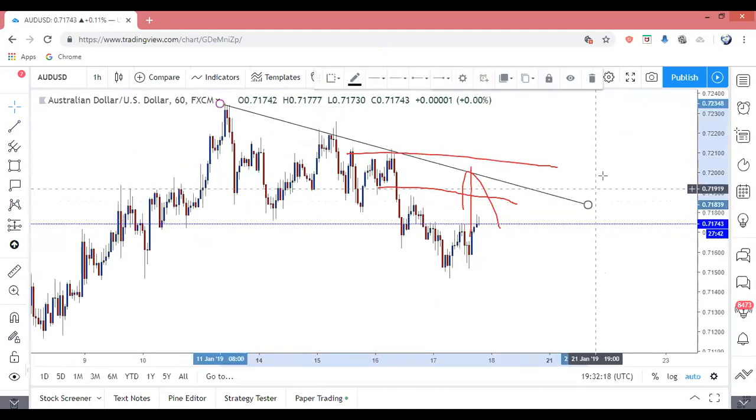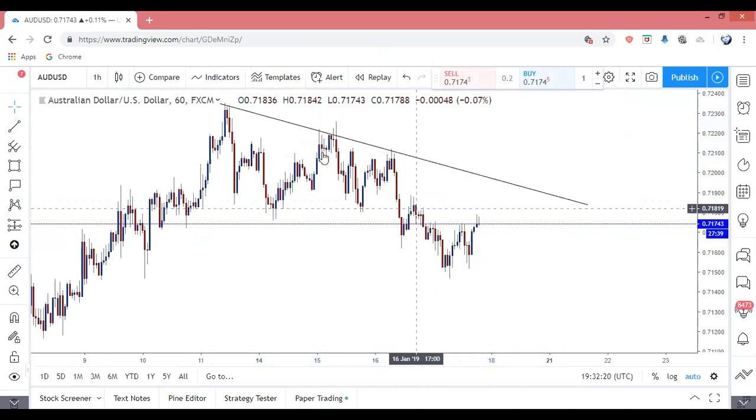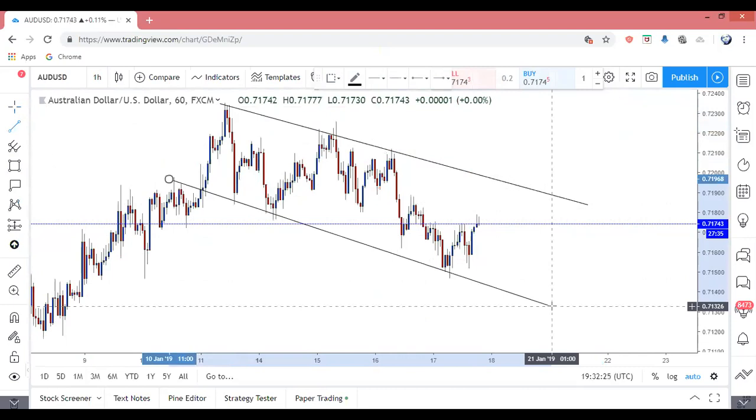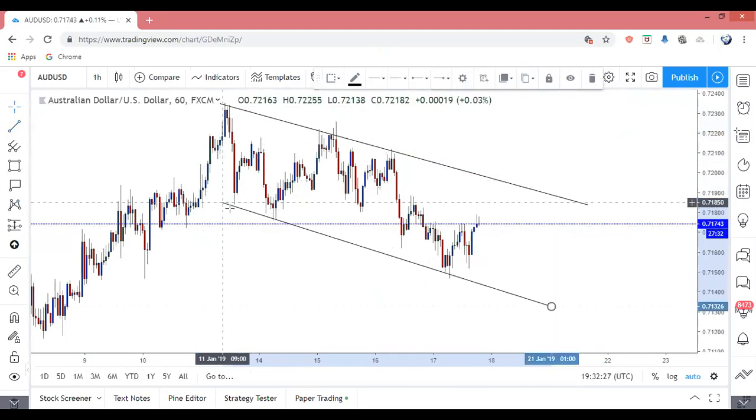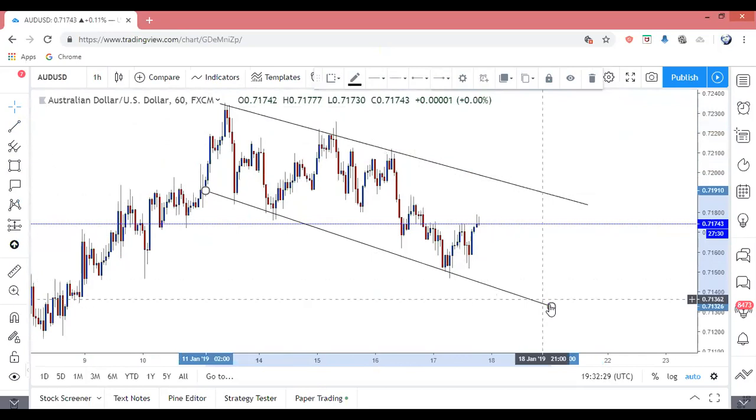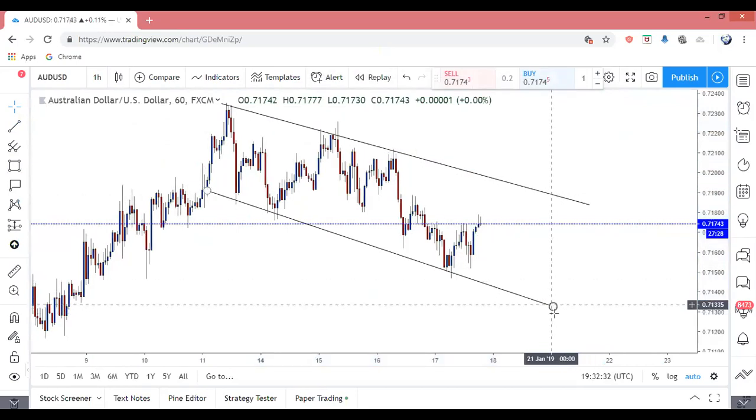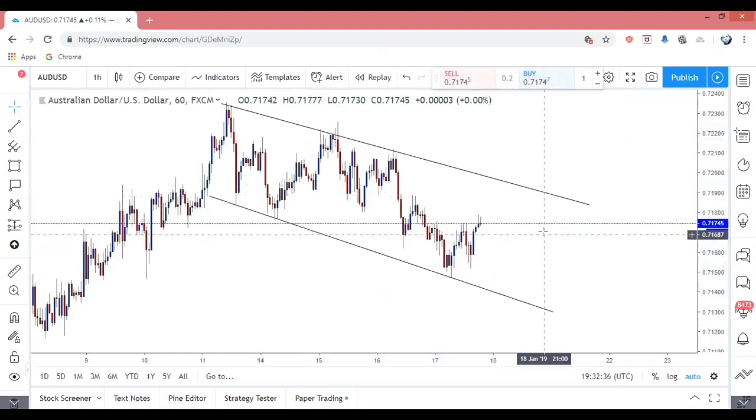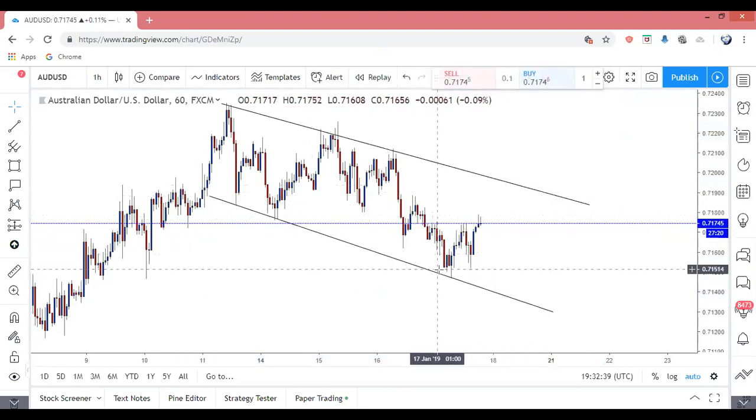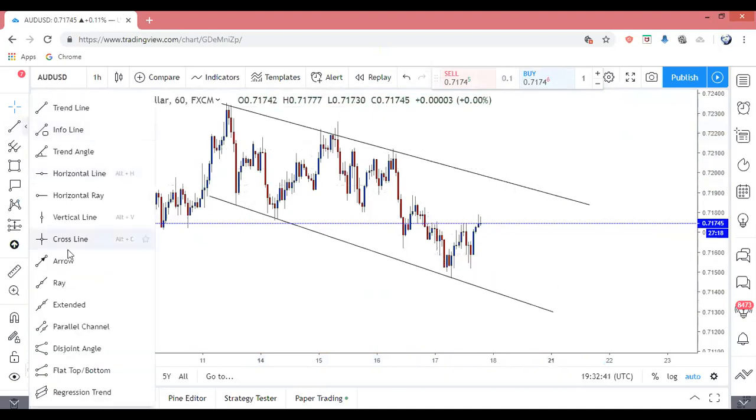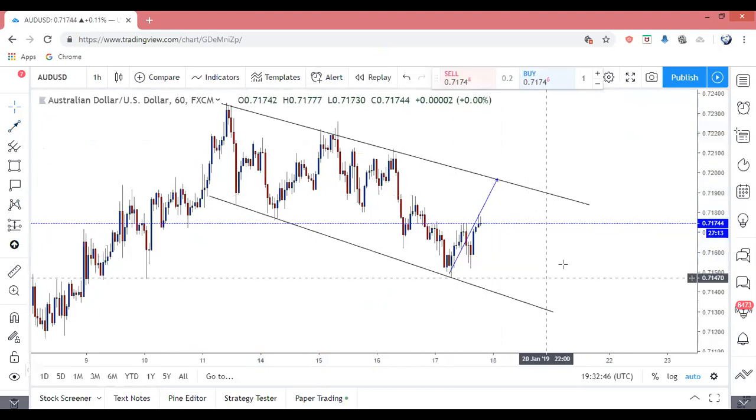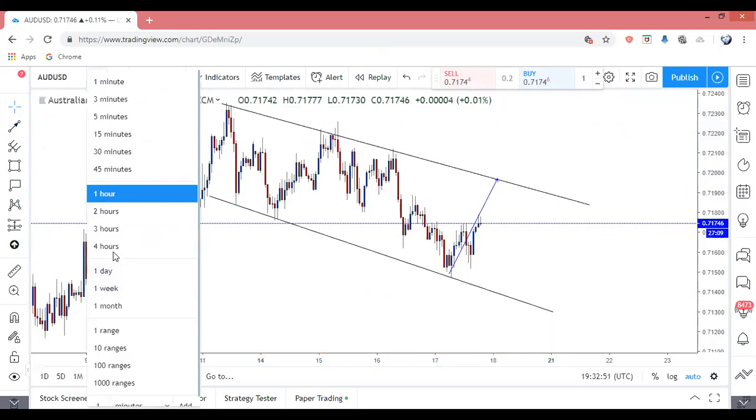So this is what is happening. There's a trend going down. There's another line below it, which could be placed like that. Okay, so the market bounced here. We're expecting it from here to go up towards here, but go to the bigger time frame.